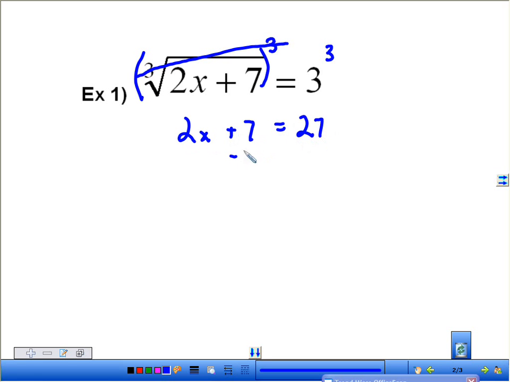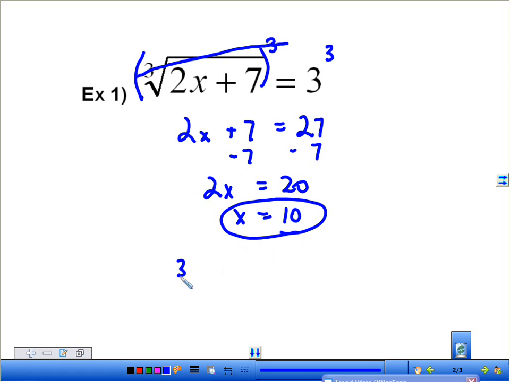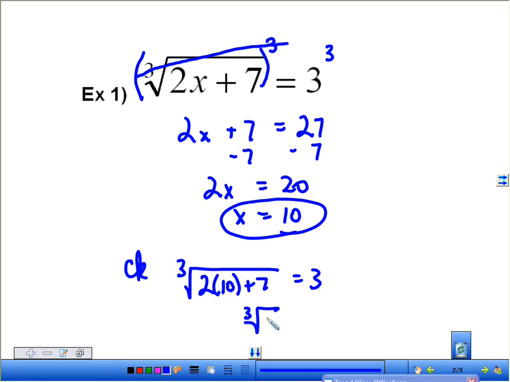And now I'll just solve the equation just like you know how to solve. 2x is 20, and so x is 10. I always have to go back and check my answer in the original problem so that I can make sure that I don't have any extraneous roots. And in this case, I think we're good. The cube root of 27 is 3, and that checks out.